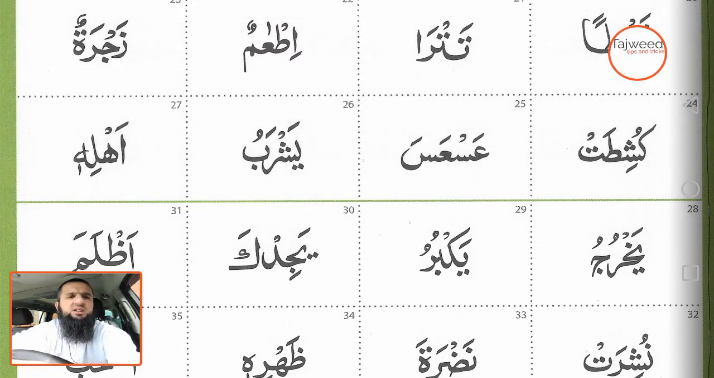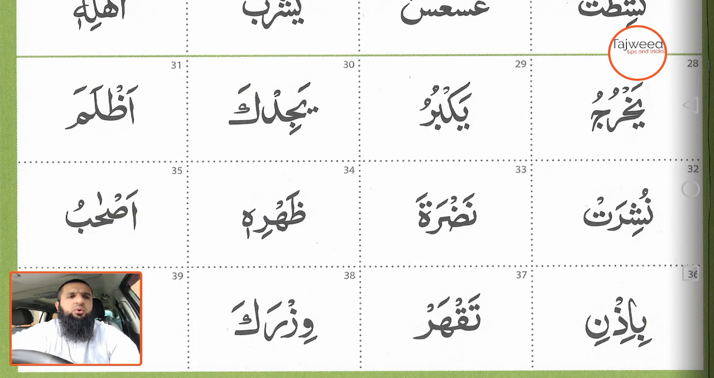Ain joins the sa with the fatha. Asa. Like that. Box 26. Ya joins the sheen with the fatha. Yash. Ra with the fatha. Ra. Yashra. Ba with the dhamma. Bu. Yashrabu. Box 27. Ahli. He. Ahlihi.